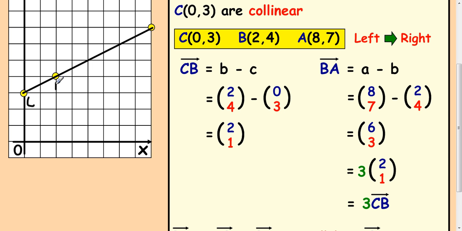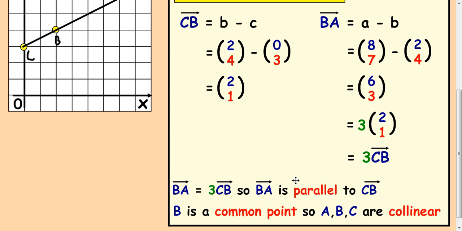C, B and A. So it's a 3-mark question: 1 mark, 2 marks and 3 for the statement.